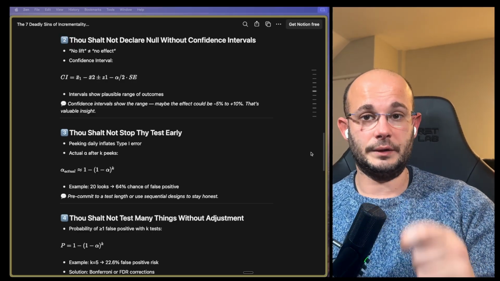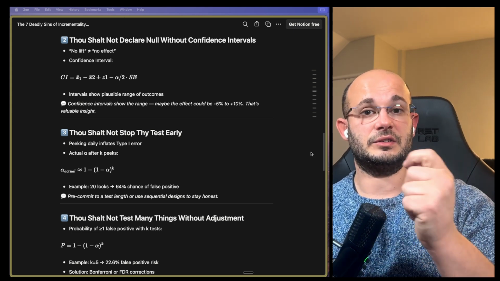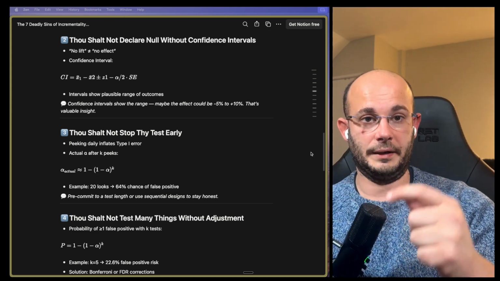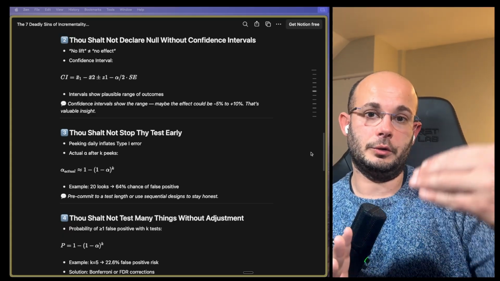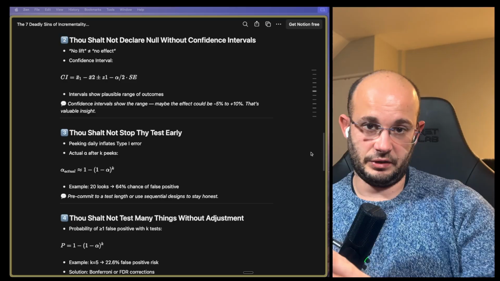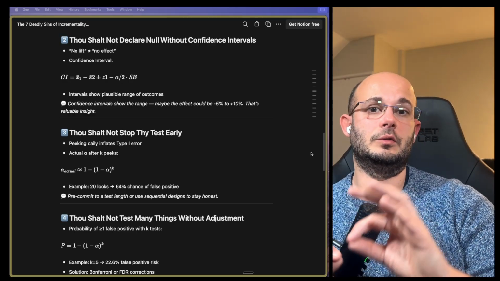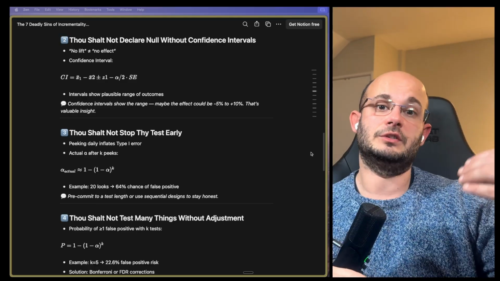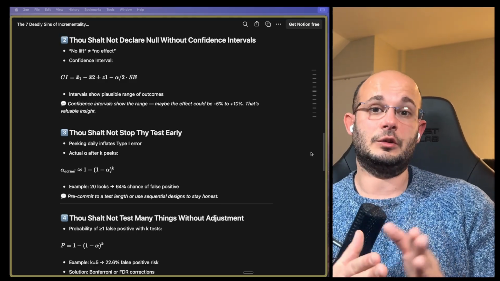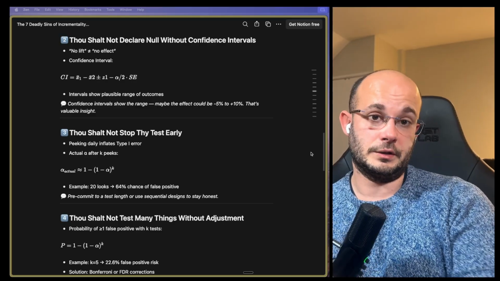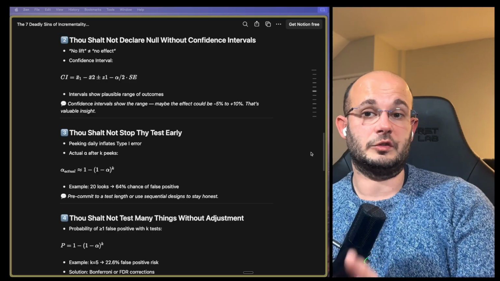Problem number two, and this is related with another sin, is that statistical significance will fluctuate as the test goes on. The more you go through the duration of the test, your statistical significance will stabilize in either statistically significant or not significant, but in the early stages it will fluctuate, which essentially means you might be stopping on a false positive.